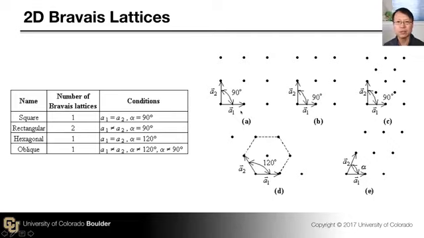In two-dimensional space, there are only 5 Bravais lattices, as shown here. So there is a square lattice, and there are two different types of rectangular lattice, as shown here. And then there is a hexagonal lattice, and then there is an oblique lattice. This is an example that I showed you in the previous slide. And each lattice is characterized by the size of the unit vectors and the angles between them.